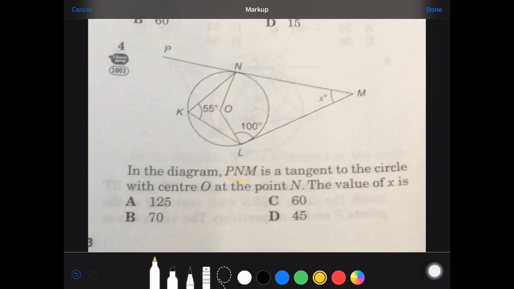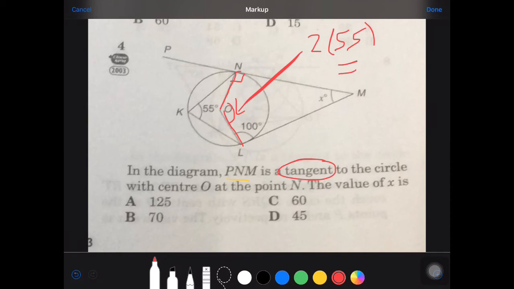Right, moving to the next example, number 4, the last example. It says PM is a tangent. So remember you have a line there going to the center, so that means it should be 90 degrees. So that will be 90 degrees. Alright, now look at that angle, it's at the center. The center angle is always twice the angle outside, so 2 times 55 will be 110 degrees. So you are going to put 110 degrees at that O mark.